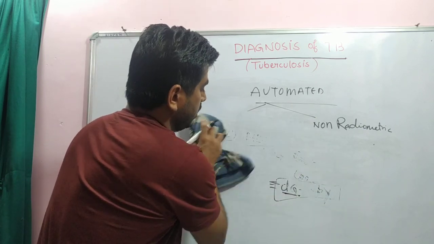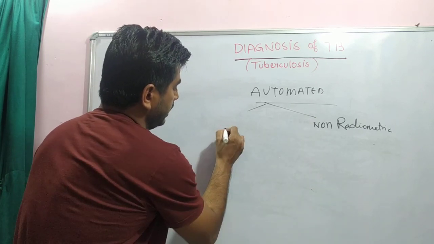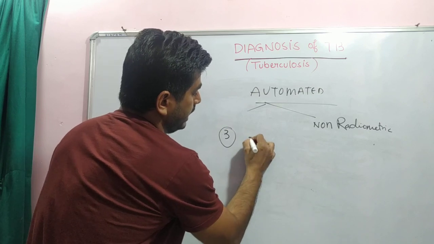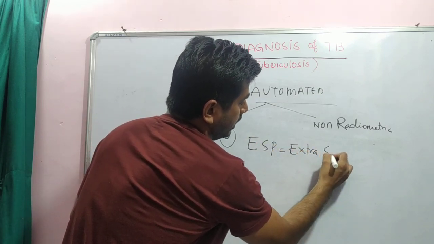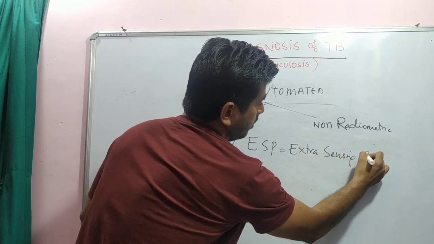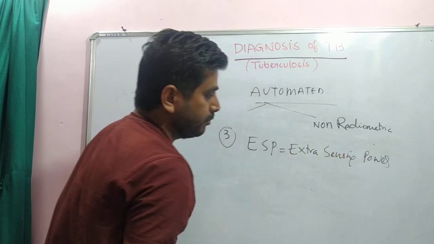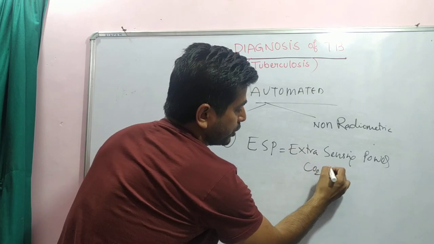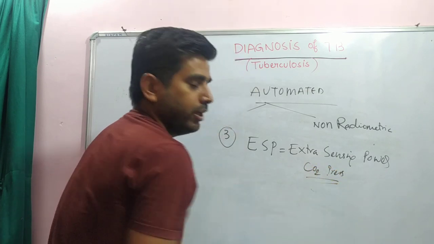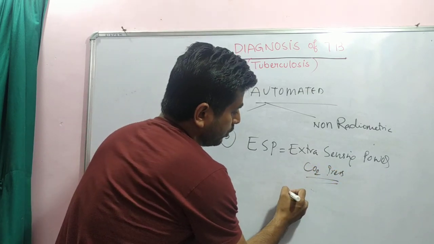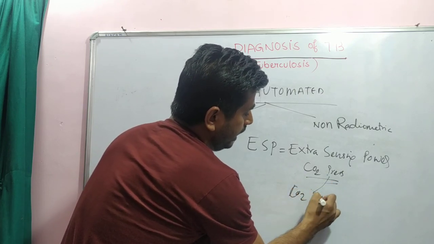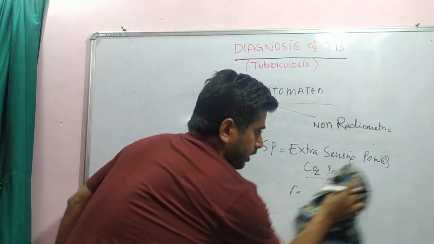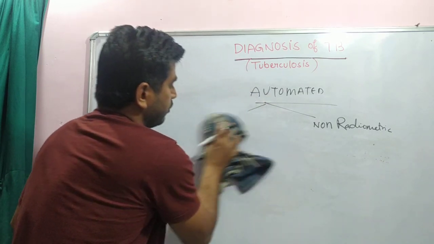Number three is the ESP system. ESP is the extra sensing power. Here we measure the CO2 pressure. If there is any metabolic activity of the organism, there will be production of CO2, and we measure the CO2 pressure. If the pressure is very high, then we call it mycobacterial growth.